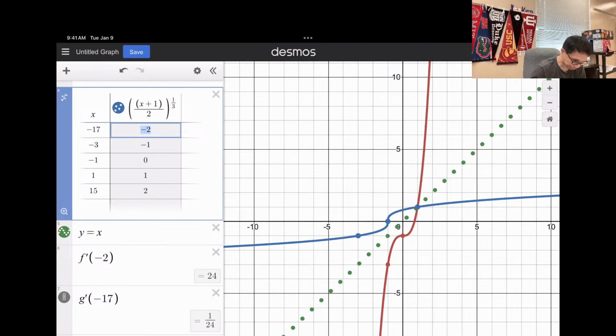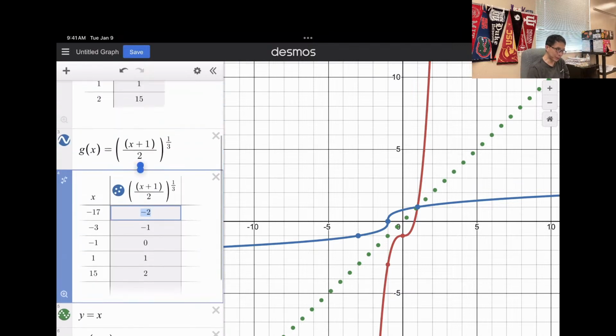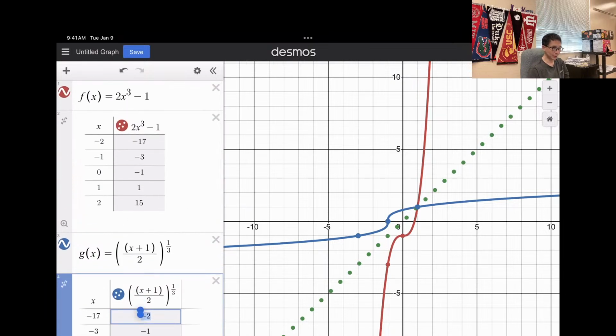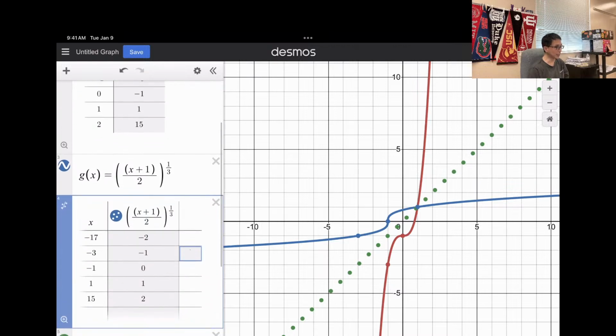Confused on how you got -2 and -17? I just plug -2 into the original function. That's going to give you -2 to the third power, which is -8. -8 times 2 is -16. -16 minus 1 gives you -17. However, if I plug x equals -17 into the inverse function, the output is going to be -2, because the x and y swap. But the slopes are reciprocal. That's very, very important.